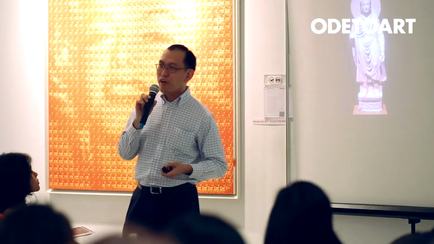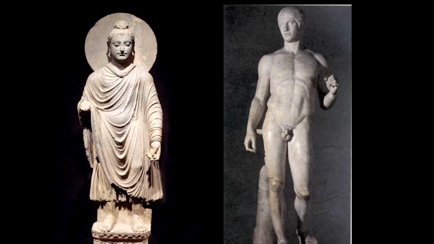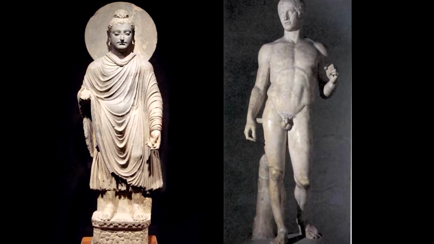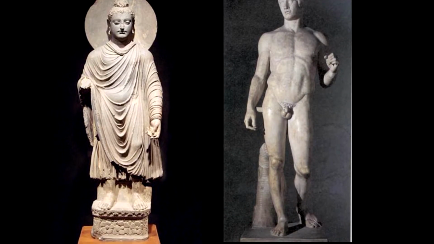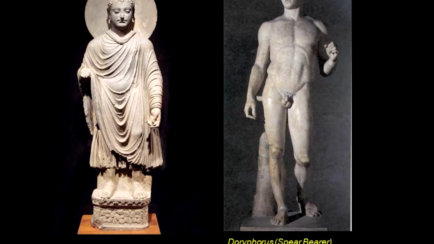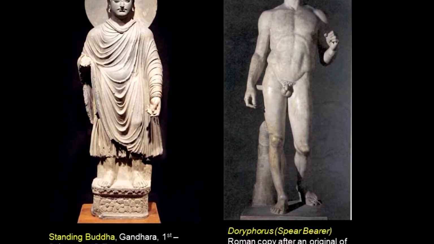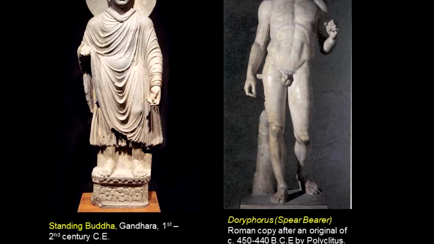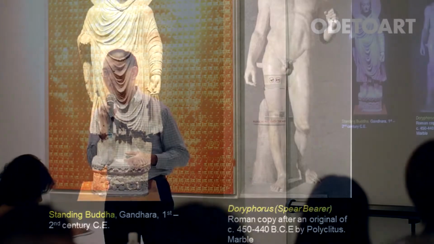Does this look very Western to you? In fact, I included this so you can make certain comparisons between this Gandhara Buddha and the very famous Greek sculpture, the Doryphorus. The similarities can be seen, for example, in the wavy hair, and also in the features, especially the facial features.